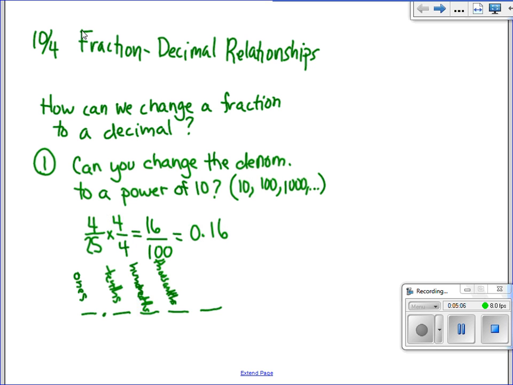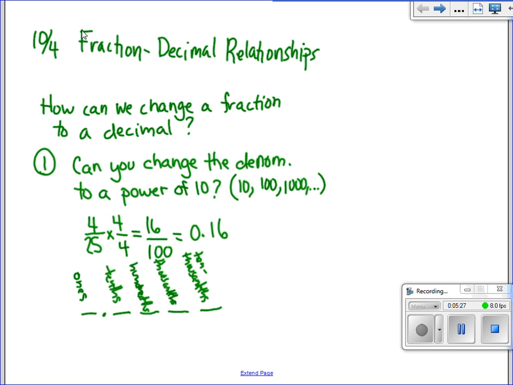What's the one after the thousandths place? What's the one after that called? Will? 10,000? Yeah, the ten-thousandths place. And it would keep going on. You've got to know those place values in order to be able to convert these fractions to their decimals, right?